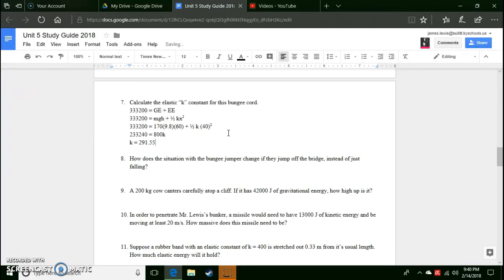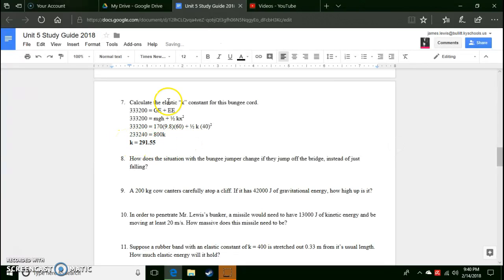291.55. Now k does have units, but they're really ugly, so basically they're the units that make the equation work out to what it's supposed to be. So it's like joules divided by meters squared, but it's a constant. The units are not important. They work out to make it a correct equation. So it's 291.55. It's a constant. There you go. There's your answer.